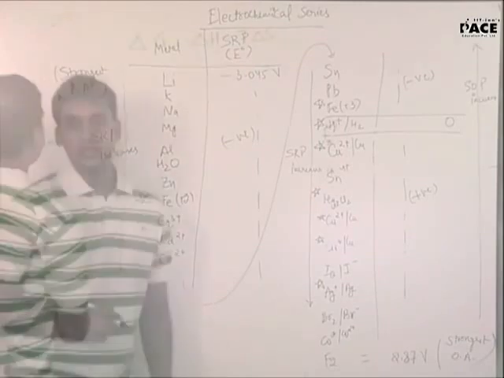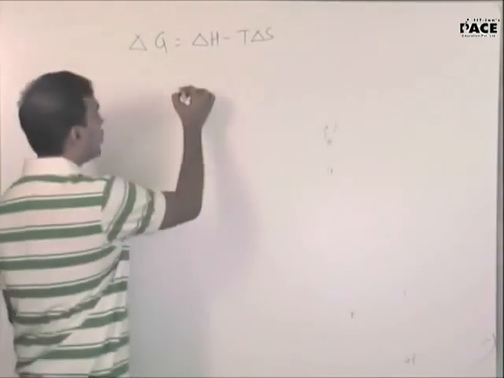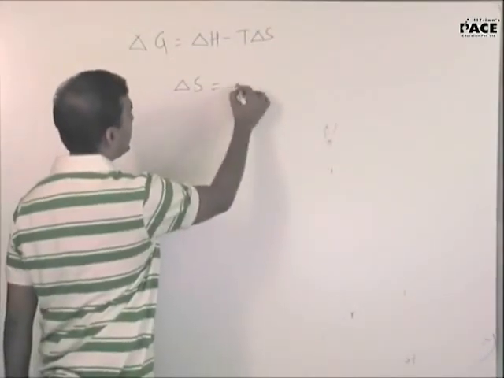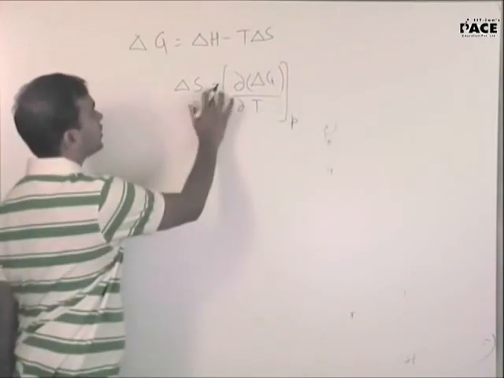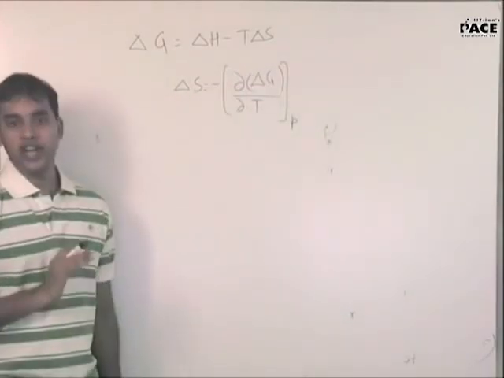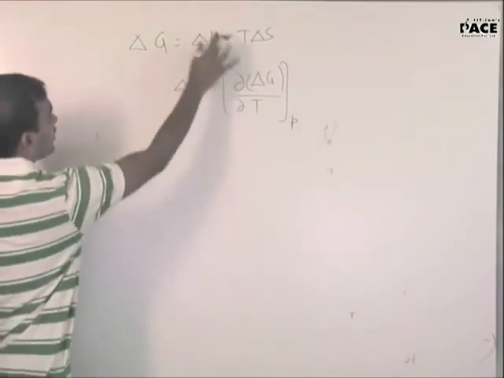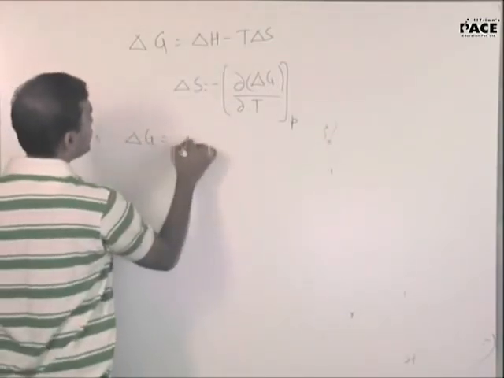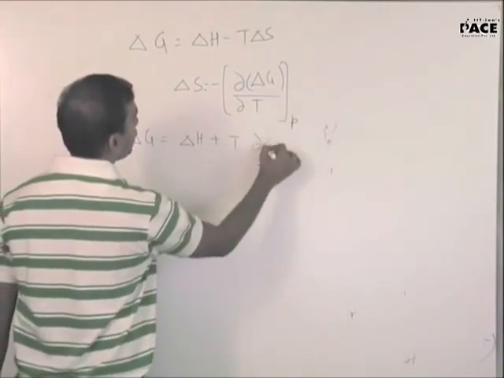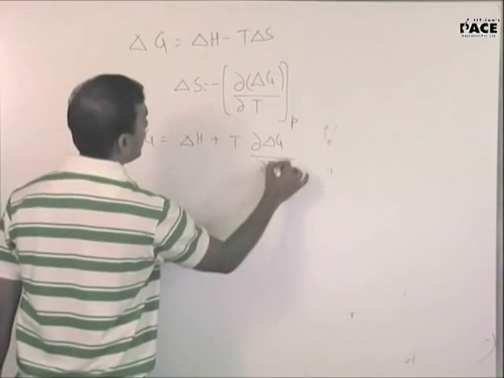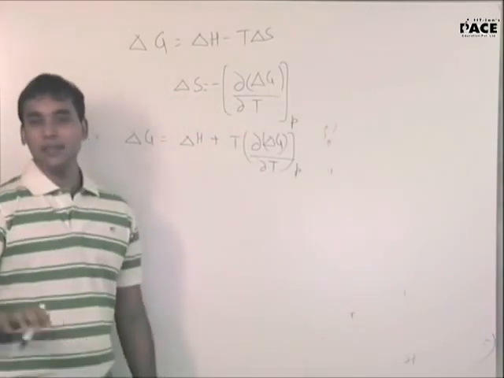See, you are done with thermodynamics. So you have also derived this thing: delta S is nothing but minus del of delta G by del T. You have derived this? So if I use it here, delta G is equal to delta H plus T into del of delta G by del T at constant pressure. What is del? Partial differentiation.